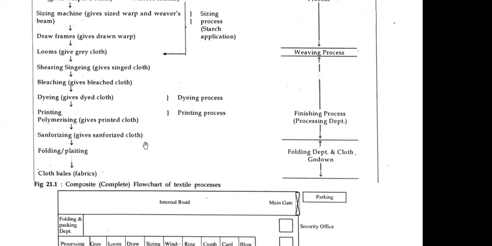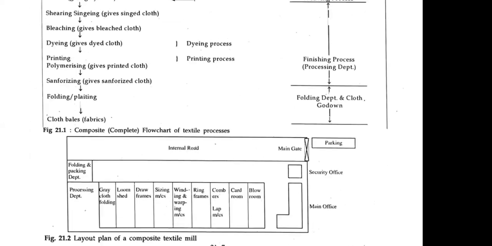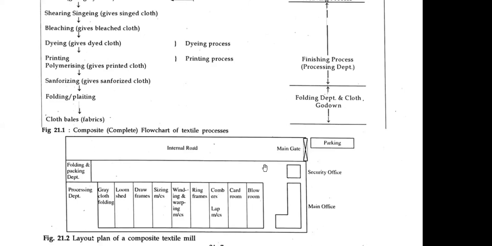Then the finishing process. Then it goes for folding and plating. Then the cloth bales come in. So this is how it goes from agriculture to the cloth level. It is a composite flowchart of the textile process. Okay, this is how it works in a small portion of a plant area.